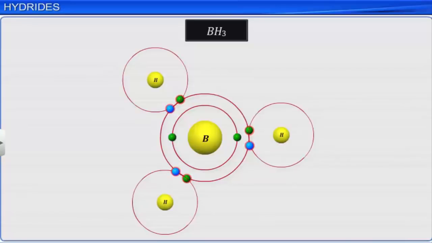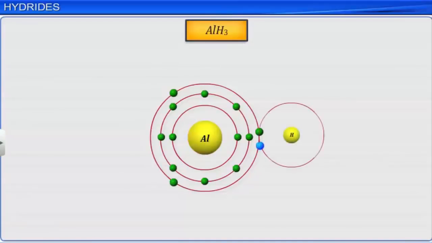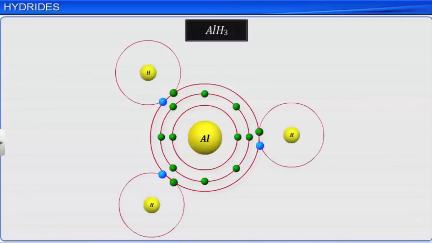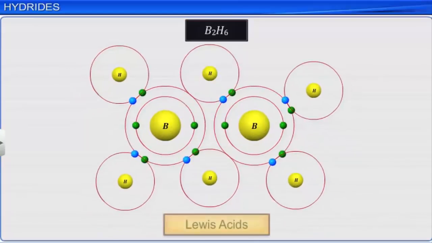Another example is aluminium hydride or alane, AlH3. Due to their incomplete octets, these hydrides generally exist in polymeric form. For example, BH3 exists as diborane B2H6. They act as Lewis acids, that is, electron acceptors, as they are electron deficient.